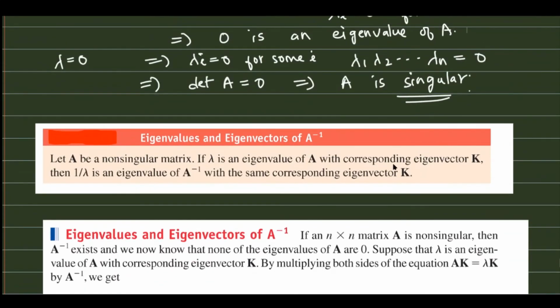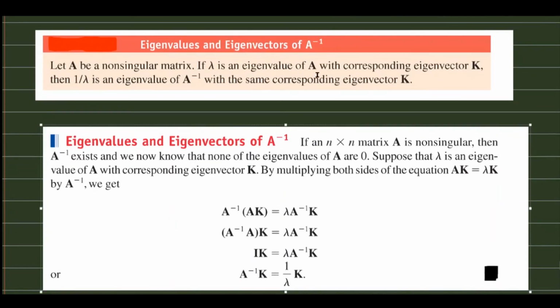Now we will see the eigenvalues and eigenvectors of A inverse. Let A be a non-singular matrix, and if lambda is an eigenvalue of A with corresponding eigenvector k, then 1 by lambda is an eigenvalue of A inverse with the same corresponding eigenvector k. So if we know the eigenvalues of the matrix A, we can very easily find the eigenvalues and eigenvectors of A inverse. Eigenvalues will be 1 by lambda and eigenvectors will be the same. We can prove this very easily.